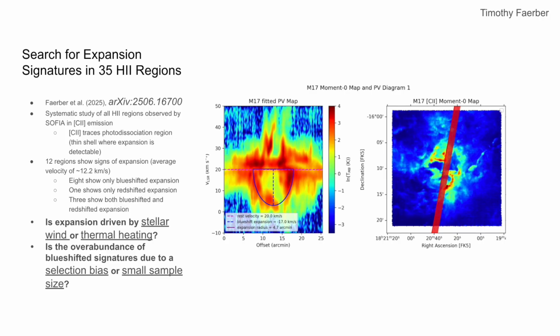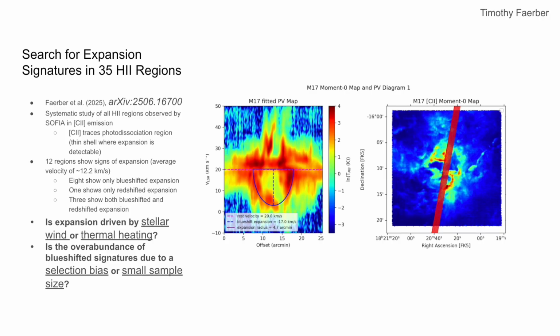For this work, we decided to study a set of 35 H II regions, and for our non-astronomy audience, H II regions are just regions of gas and dust surrounding massive stars. The goal of this research was to study the photodissociation regions right at the edge of these H II regions, which is a thin shell where you can actually detect expansion and kinematic signatures in the H II region.